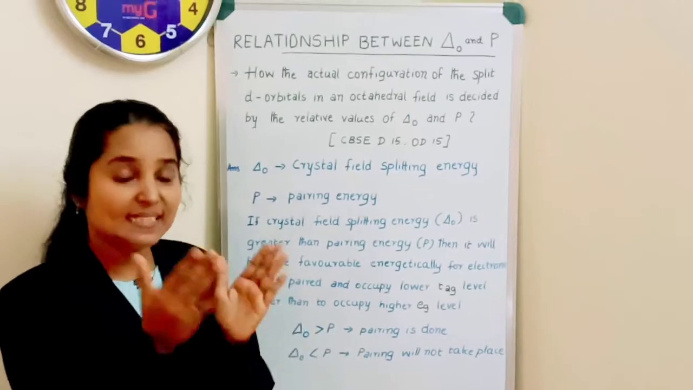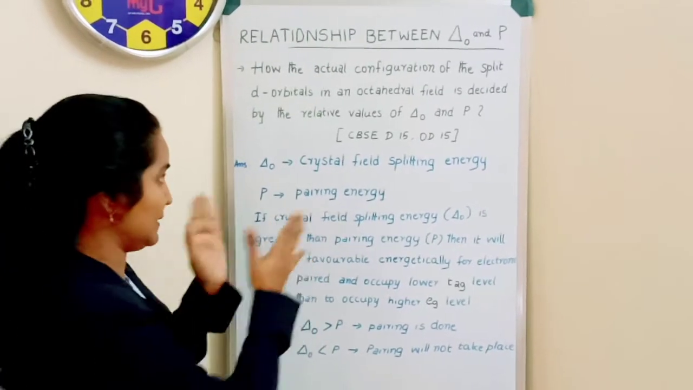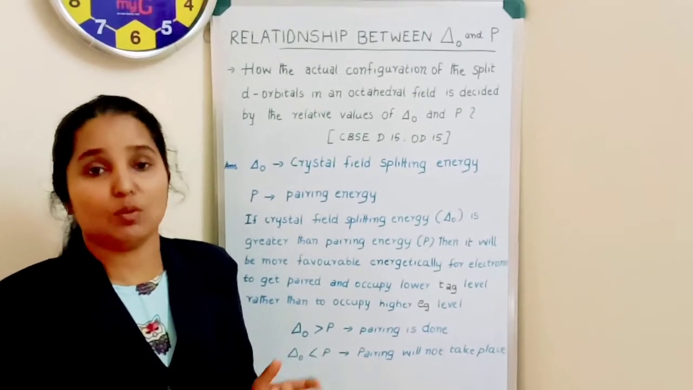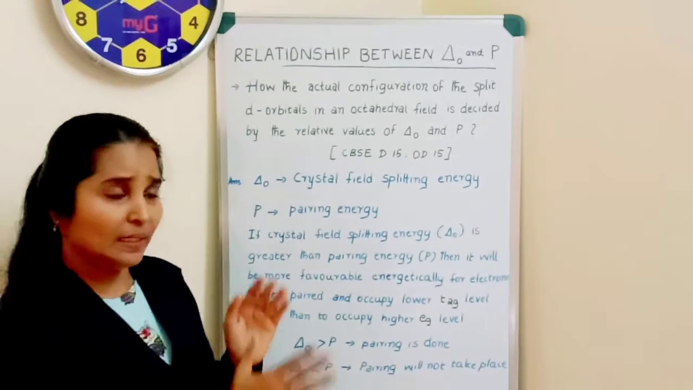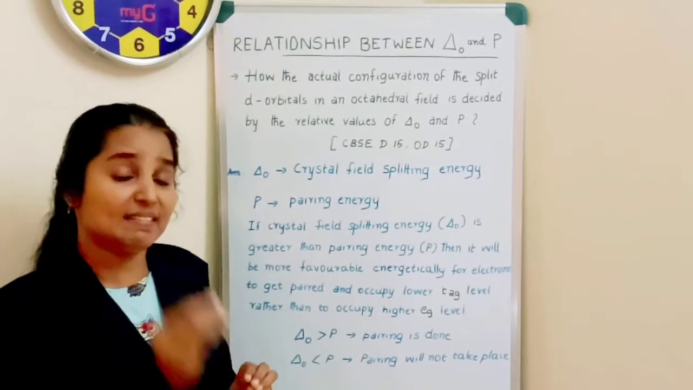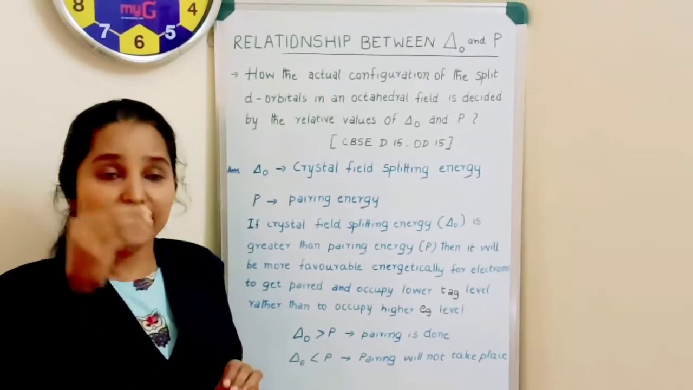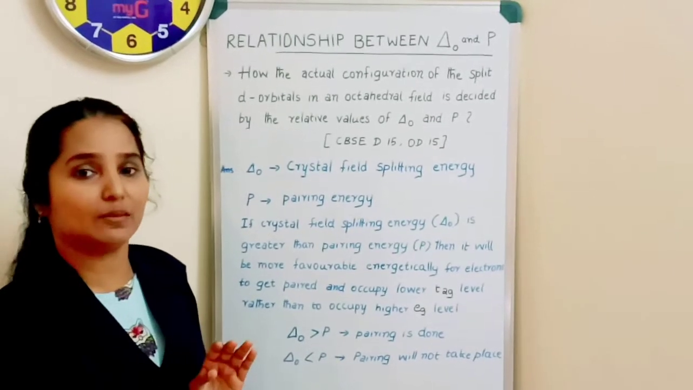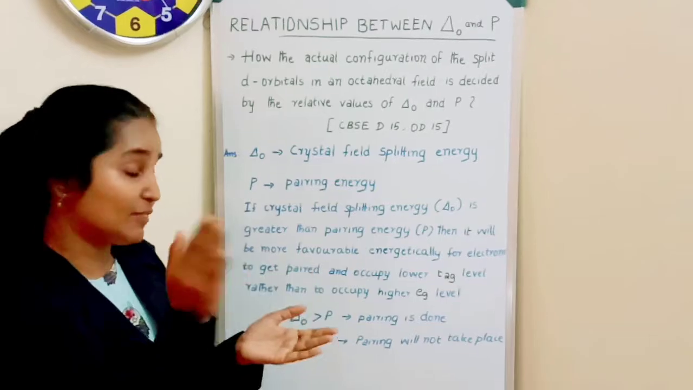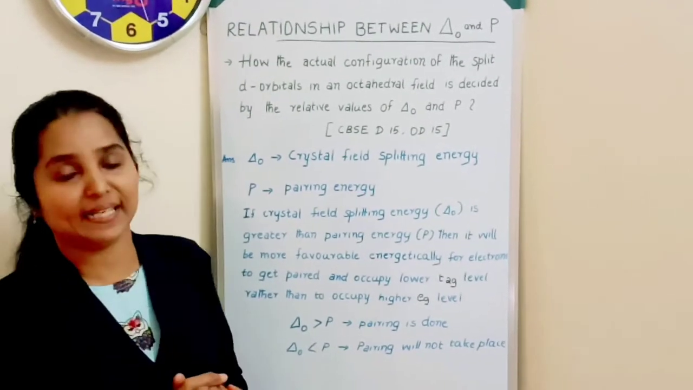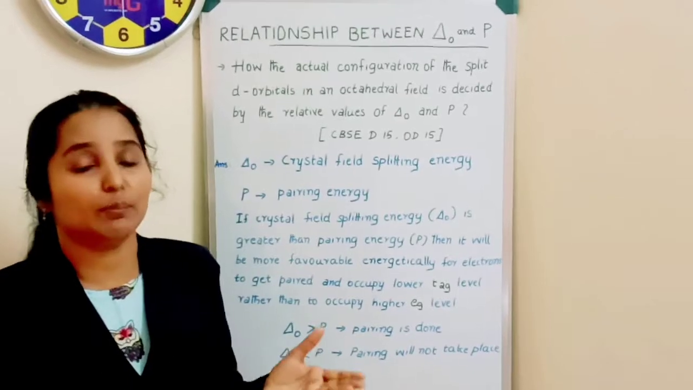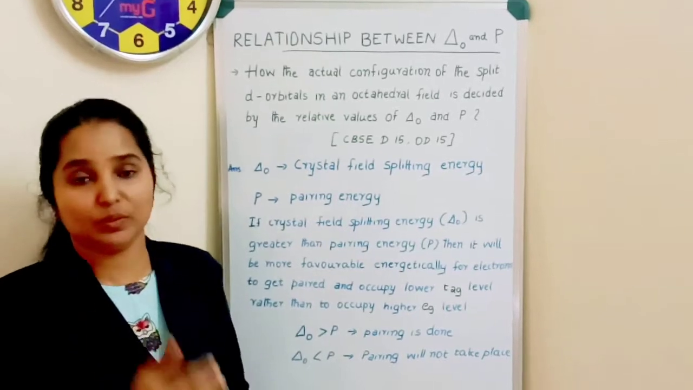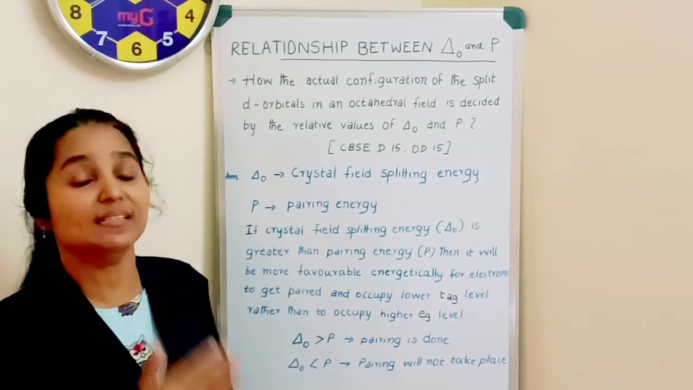So what will be the answer? Delta naught is crystal field splitting energy. You know that. And P is pairing energy, the energy needed for the electrons to get paired up. So, if crystal field splitting energy is greater than pairing energy, the electrons will be able to get paired up. That means you can find those electrons in T2g orbitals. If crystal field splitting energy is lower than pairing energy, those electrons will not be able to get paired up, and so they will get into the higher orbital like Eg orbital.